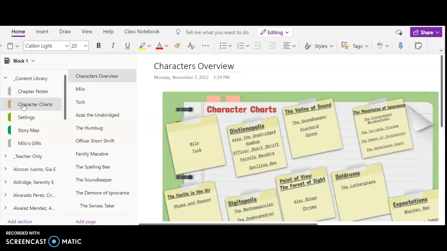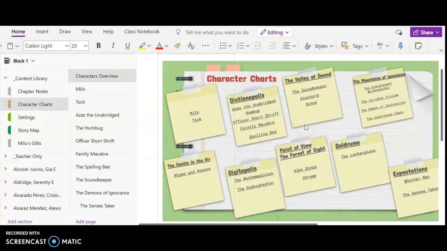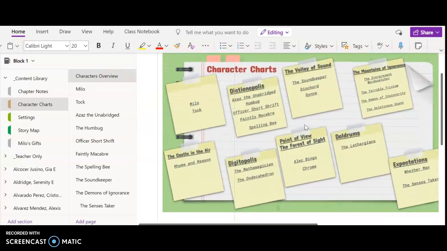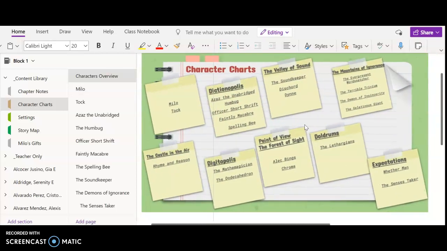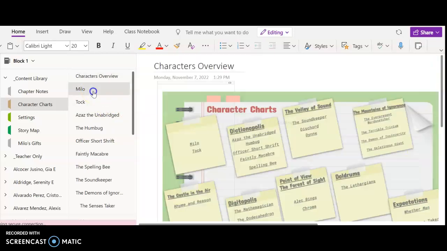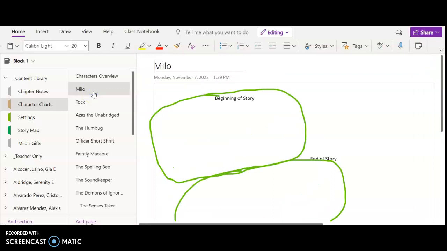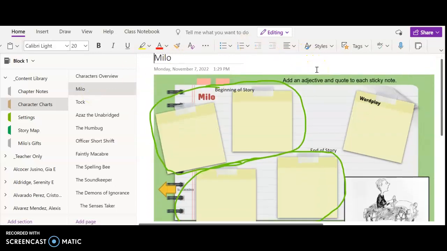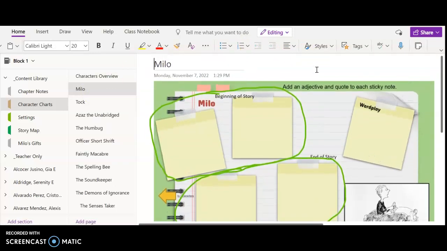Once you have a copy of the character charts, you may notice that the overview is all the characters we're going to meet throughout the story. During chapter 1, we met Milo. And Milo is definitely a main character. He is the one who's going on this journey throughout the book. And so he's going to be different from the beginning of the story to the end of the story.